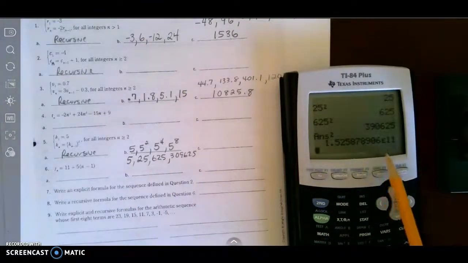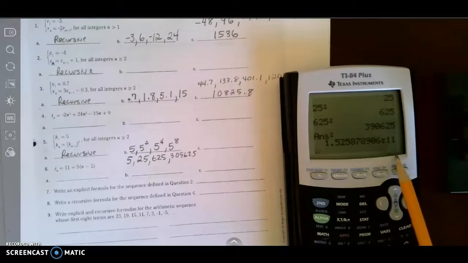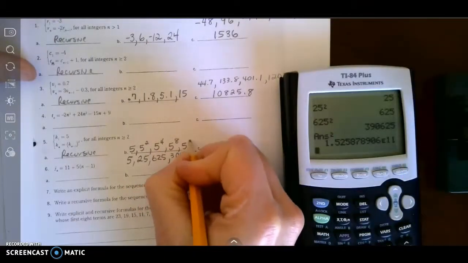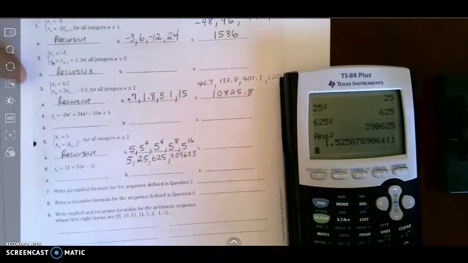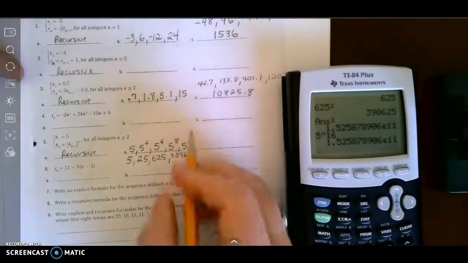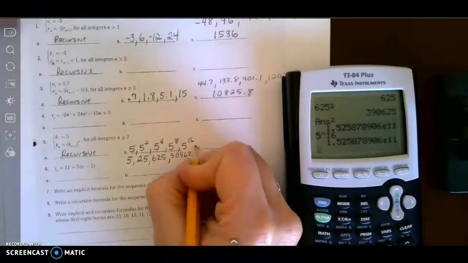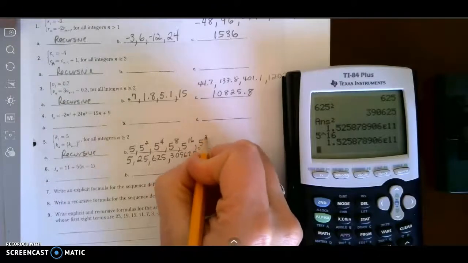Oh wow, that's really big already. And then I'm going to square the next term. So this would be 5 to the 16th. Let me see if 5 to the 16th... yep, it's that number. See, I had a feeling this was going to happen. This means times 10 to the 11th. That's going to be a really large number. So then I'm going to do 5 to the 32nd.